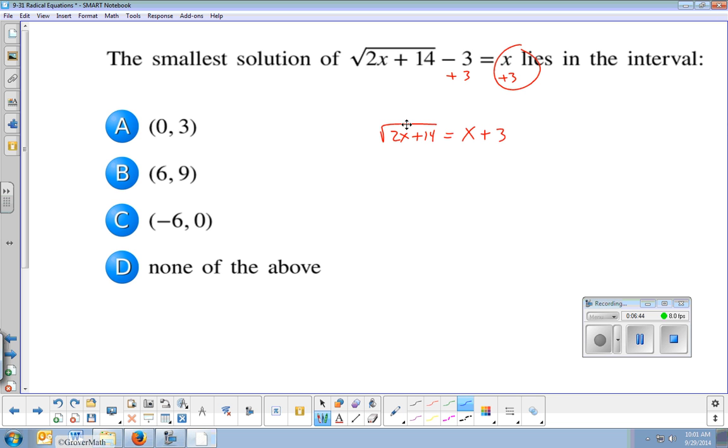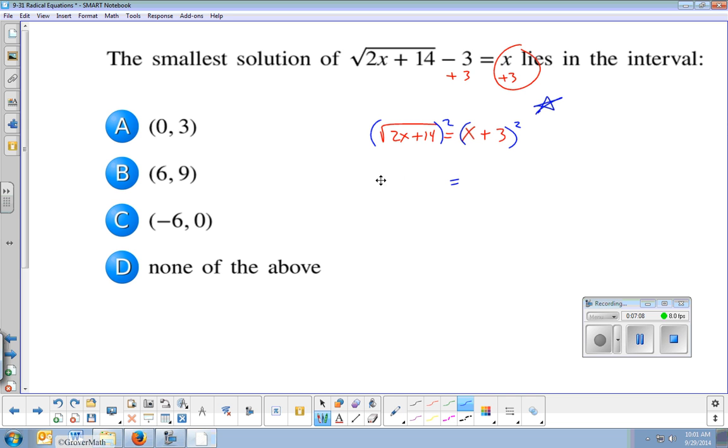So now I have to get rid of this square root. I'm going to do that by squaring both sides. And this is a special concept that comes up all the time. This is x plus 3 squared. This is called a binomial squared. And we see this sprinkled throughout a lot of topics in Algebra 2. It comes up very often, and you really need to be careful with this.